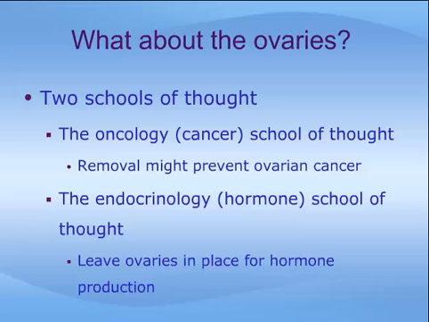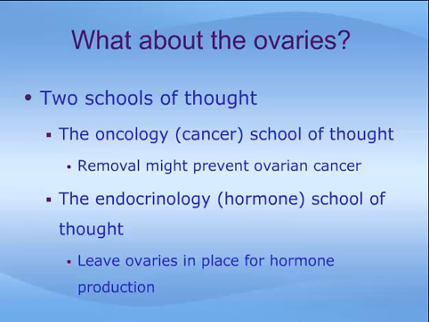Traditionally, removal of the ovaries, or oophorectomy, has been offered to women undergoing hysterectomy after age 45. This is more commonly offered during abdominal hysterectomy than vaginal hysterectomy, since it is much easier to do abdominally. There are two schools of thought regarding this: the oncology school of thought, which deals with cancer, and the endocrinology school of thought, which concerns hormone balance. The oncology school of thought is that removal of the ovaries at the time of hysterectomy is preferred, as it would prevent the possibility of ovarian cancer later on.